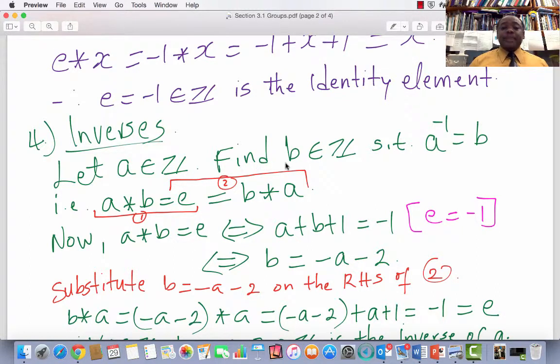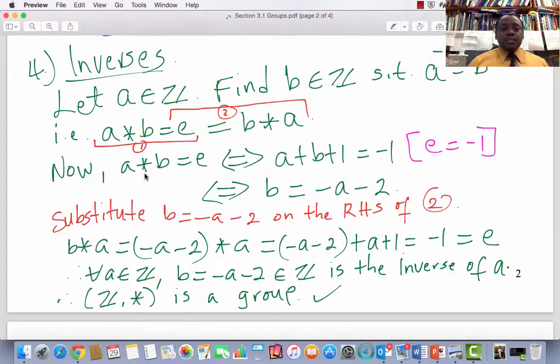Find an integer B such that B is the inverse of A, i.e., find an integer B such that A star B equals E and B star A equals E. Equation 1, equation 2. Just as we did with the identity element, we are going to use equation 1 to find a candidate for the inverse of A.